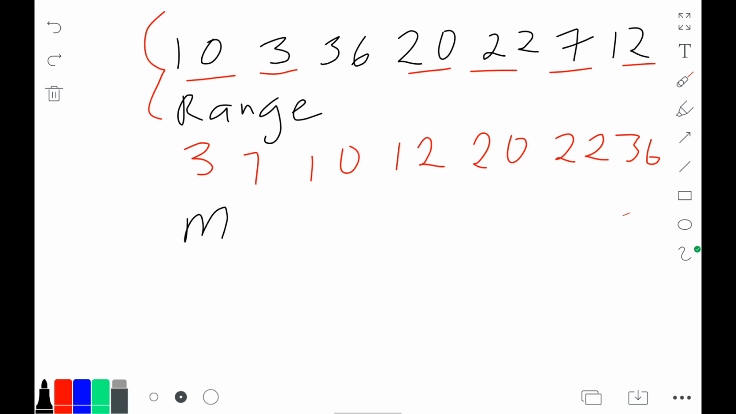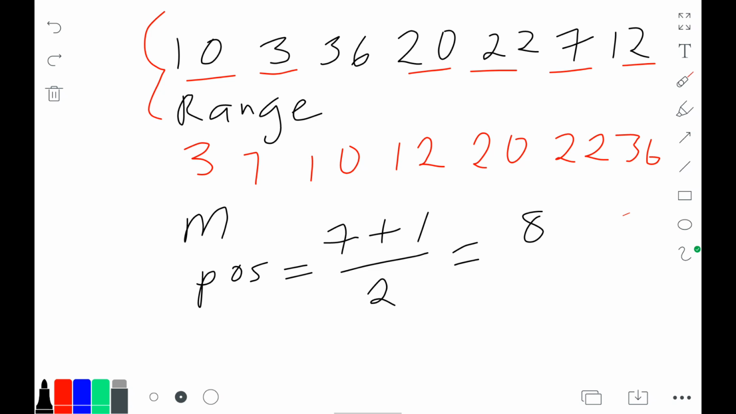The first thing you can do is find the position of the median. To find the position of the median, how many data do you have? 1, 2, 3, 4, 5, 6, 7. You have 7 data, you add 1, you divide by 2, then it's 8 over 2, which is 4, which means your fourth number is your median.